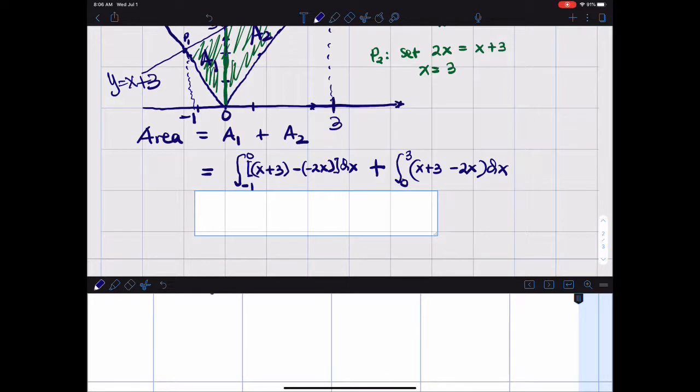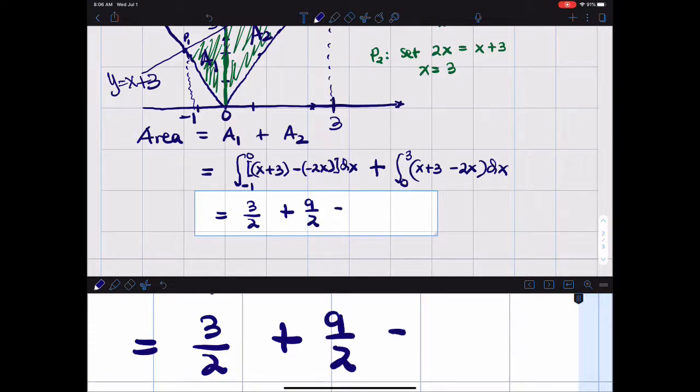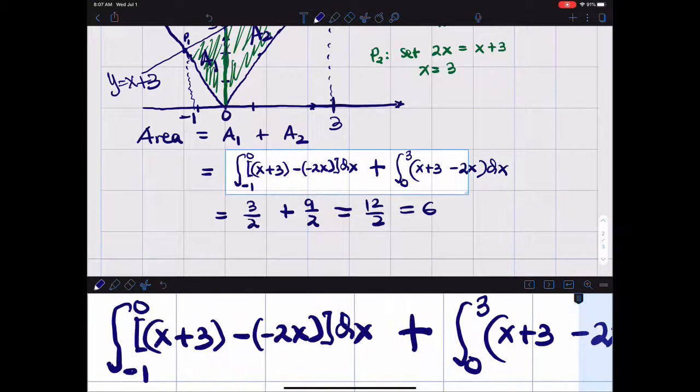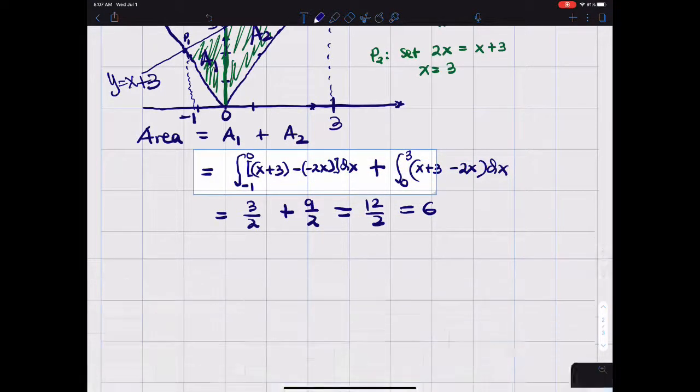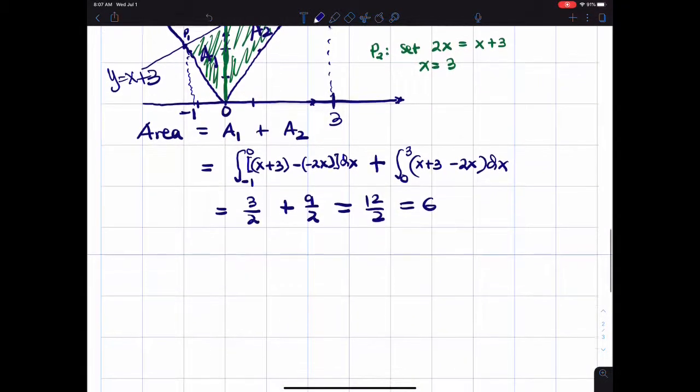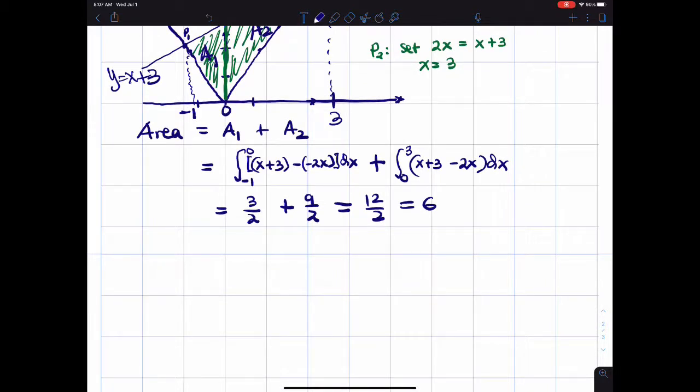So when I did the first integral, I got 3 halves. And then the second integral, I got 9/2. So if you add both of them up, you end up with 12/2, which is the same thing as 6. So I would like you to check your integrals, check your integration, or check my integration in this case. Okay.